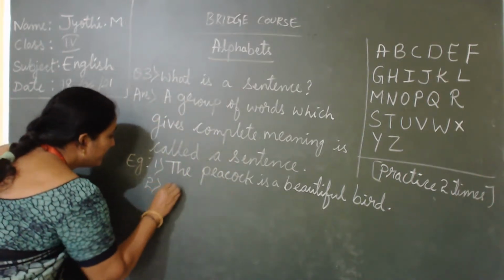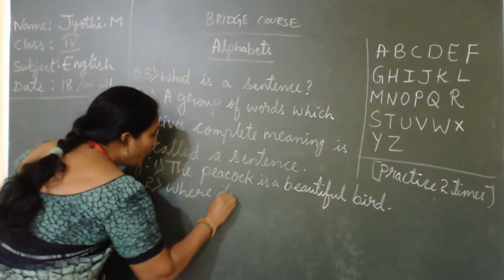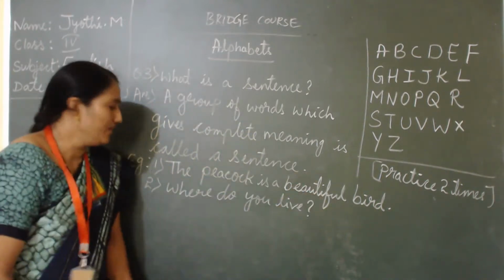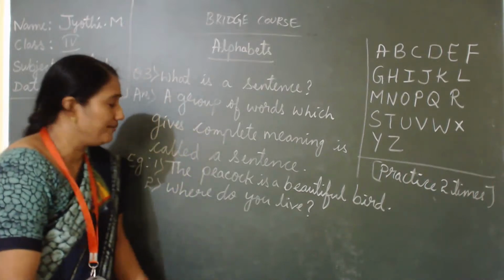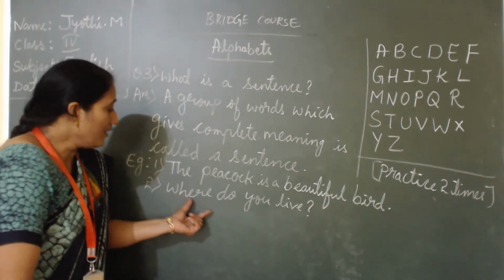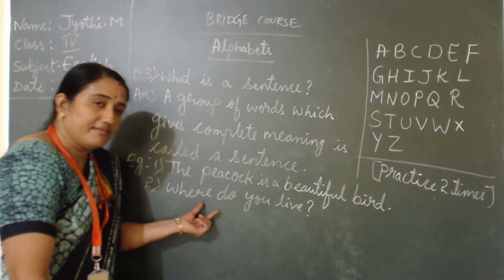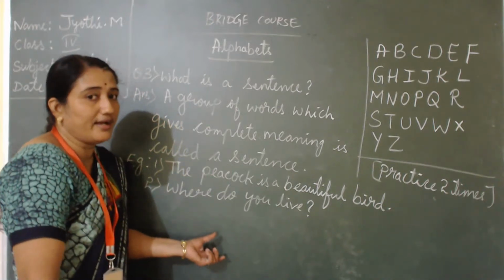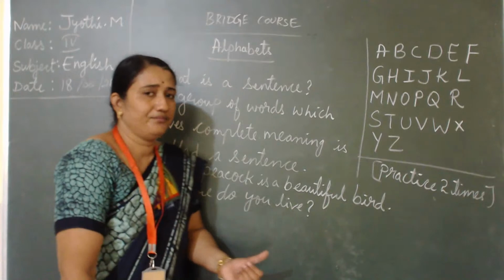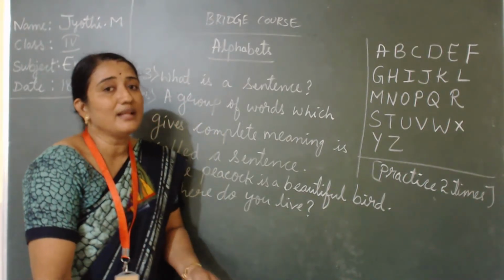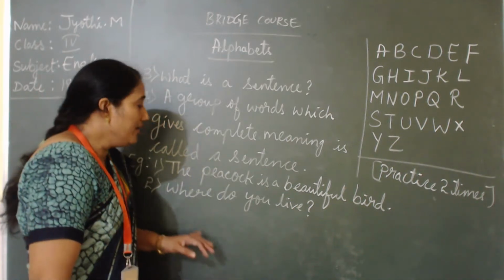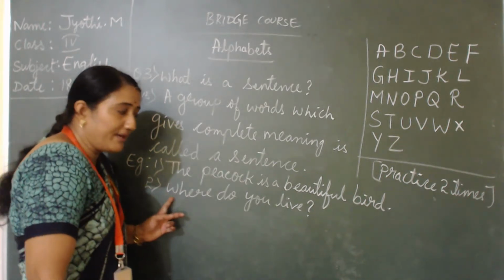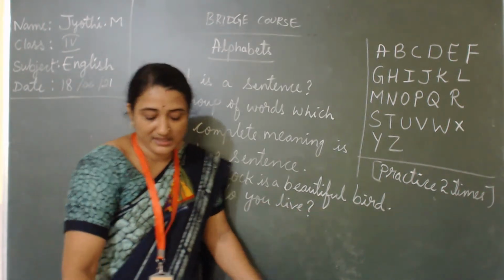Next, where do you live? There is a question mark here. It is also one complete sentence, children. Sometimes we may ask our friends, sometimes our relatives, those who are new to our town, where do you live? We are asking the exact place where they are living. This also makes a complete sentence. We are starting with a capital letter and ending with a question mark here, children.